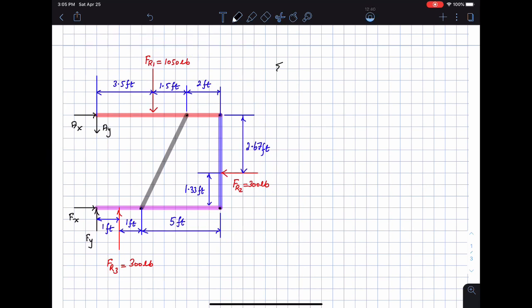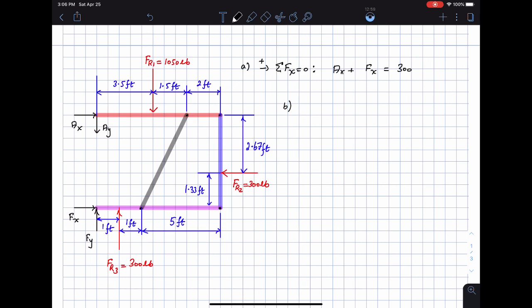So sum of forces in the x direction, I'm going to set all the forces in the positive x direction to be positive. So this is going to give me ax plus fx is equal to 300, right? That's quite easy to see. So that's one thing that I can do.